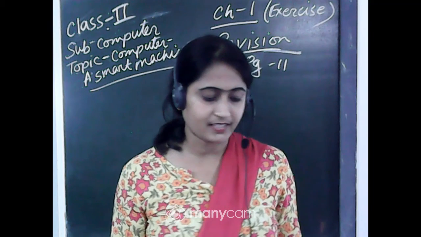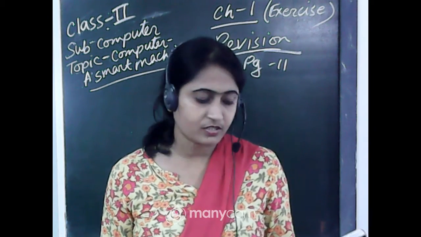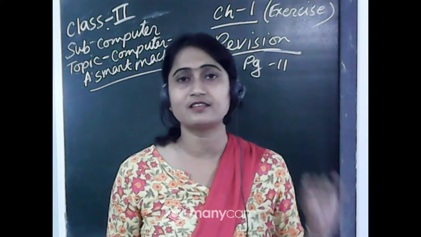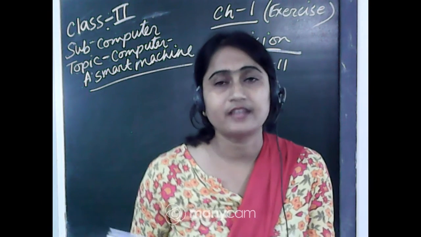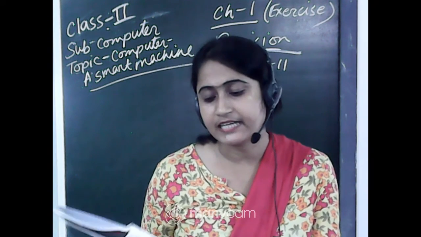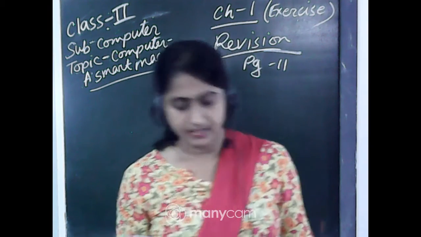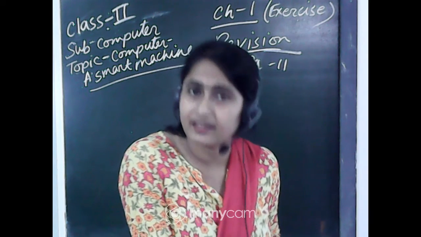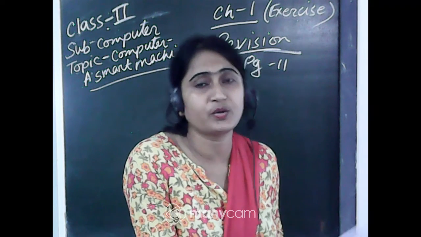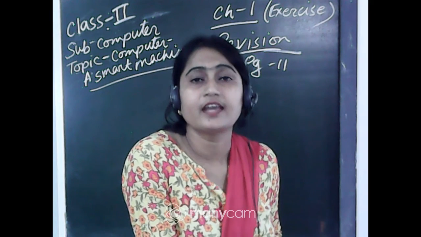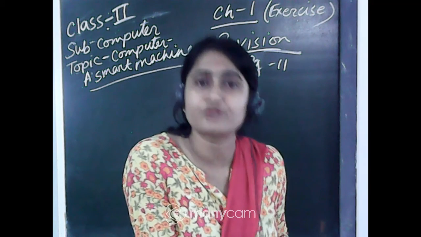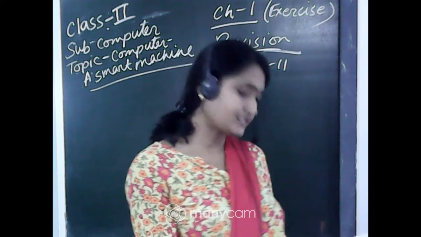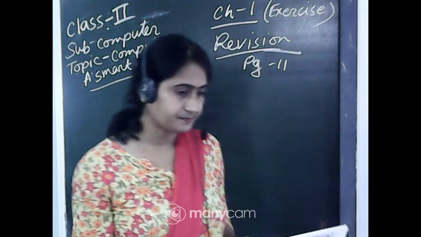Tick the points that are related to a computer and cross out the ones that are related to humans. You have to tick the points which are related to a computer, and cross the points which are related to humans. Okay? And you have a 20 marks MCQ exam, 20 minutes time, 20 MCQs. Tick the correct option. Four options will be there, and you have to choose the correct option, same as other subjects.